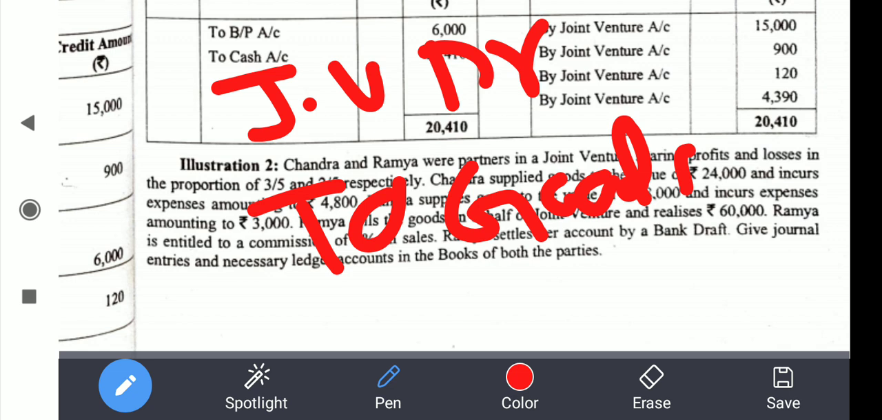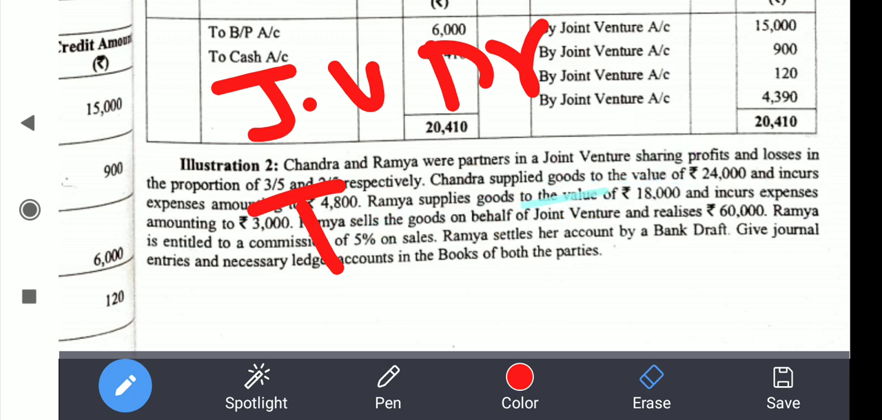Okay. But in the previous account, joint venture account debit to Ramya account was already recorded, because in the books of Chandra, Ramya's name can appear. But here in the books of Ramya, we don't write the name of Ramya in the general entry as well as the ledger accounts. Okay. So if the goods are supplied by Ramya, what is the general entry? Joint venture account debit to goods.